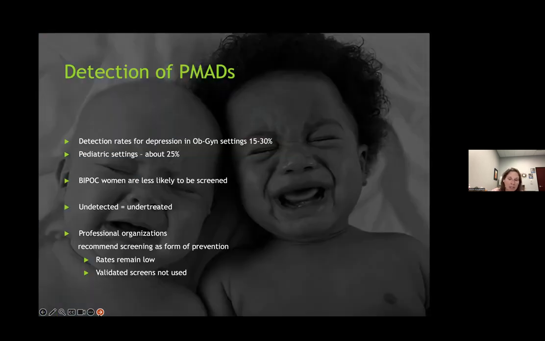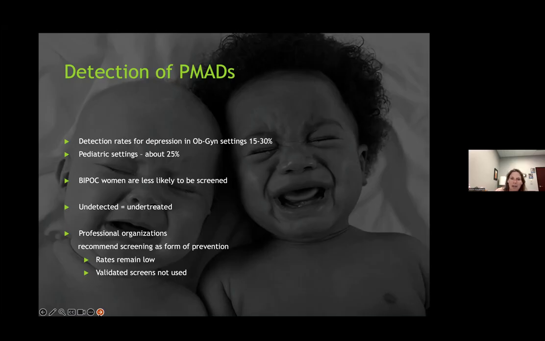We know that detection is hopefully getting better, and it seems like Iowa is doing a lot of work around that, and has been for over 20 years because I've been involved all along. But it remains pretty low. Some populations are particularly vulnerable to not getting screened for a variety of reasons. We know if it's not detected, that means it's going to be undertreated, and really only about 75% of women are going untreated still.